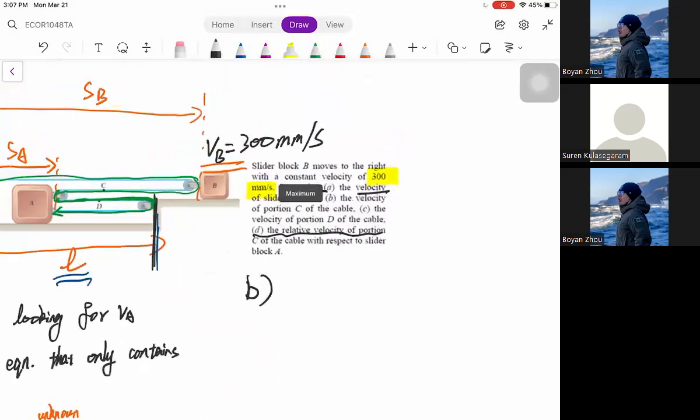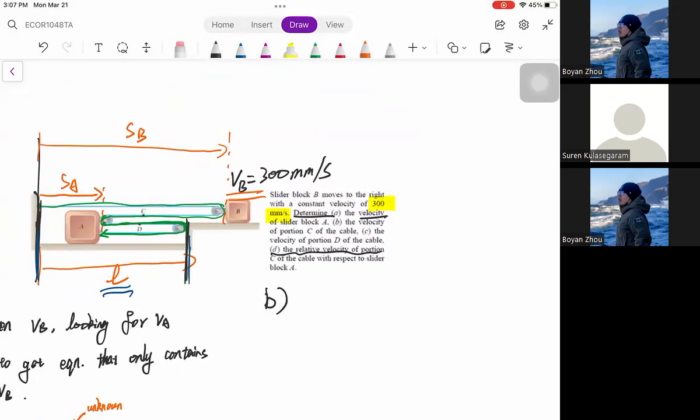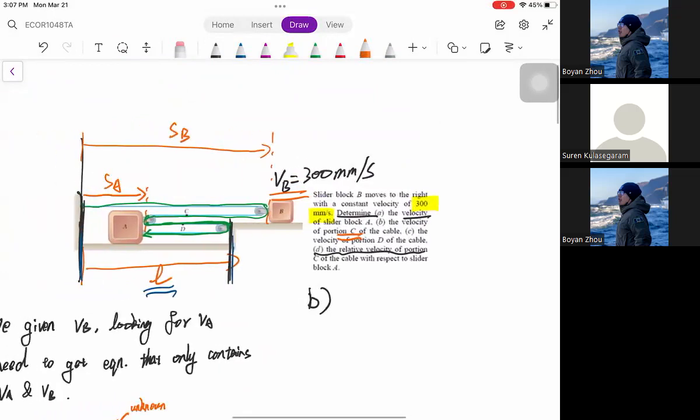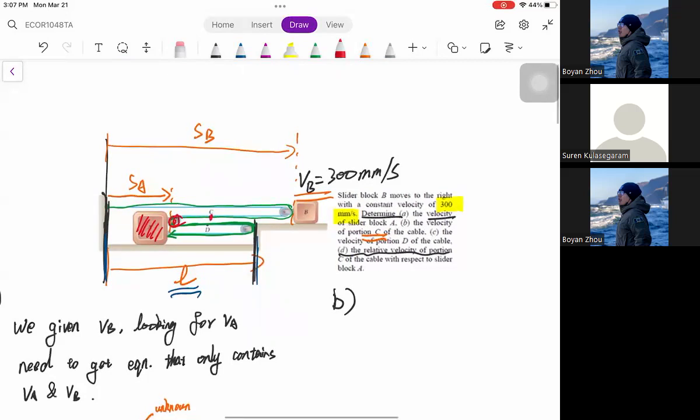Okay, so next, we're going to find the velocity of point C on the cable. There's very little difference between question A and B. In question A, we're finding the velocity of a block that is attached to a pulley, and the pulley is attached to the cable. But in question B, we're finding the velocity of point C, and point C is right on the cable. So the second one is directly connected to the cable.